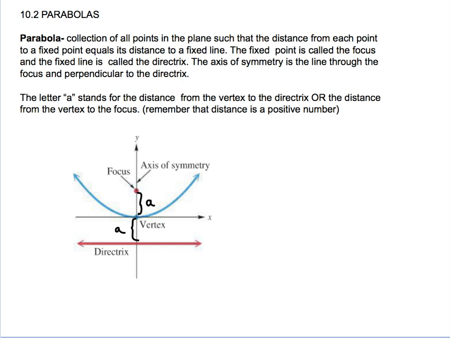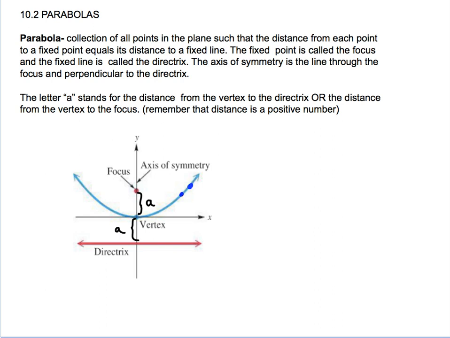This is Pre-Calculus section 10.2 Parabolas. This is video 1. The parabola is a collection of all points in the plane such that the distance from each point to a fixed point equals its distance to a fixed line. What that's talking about is this.